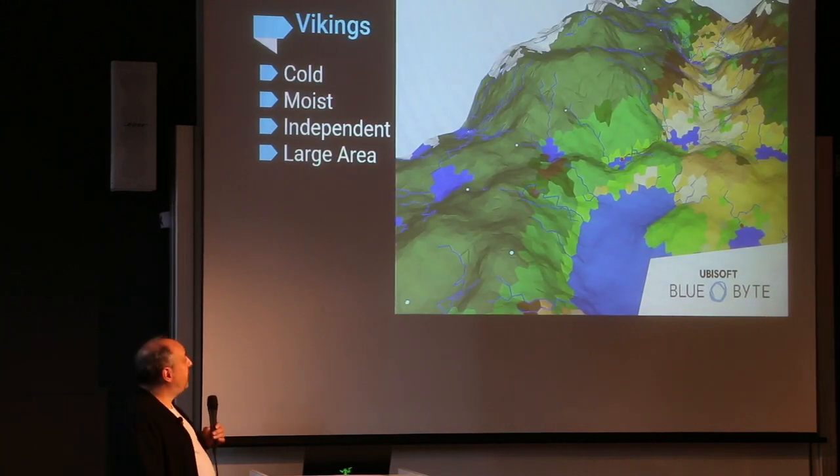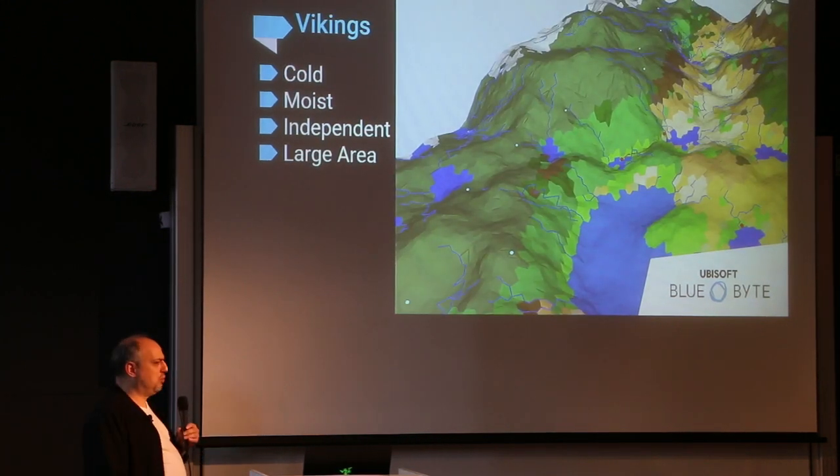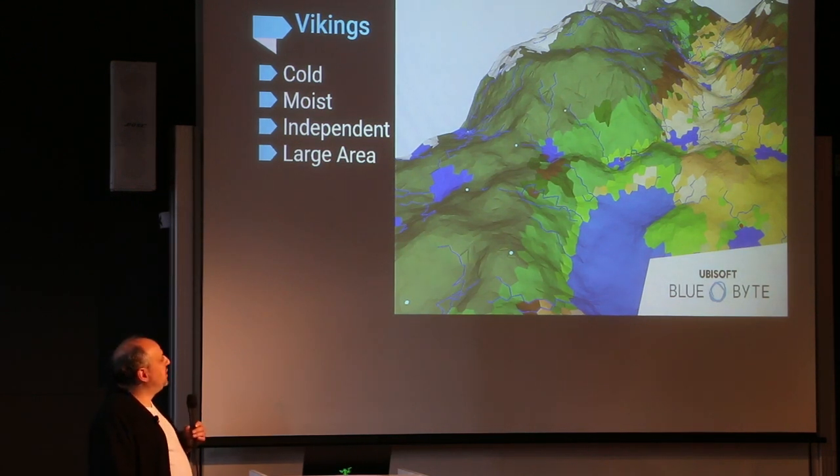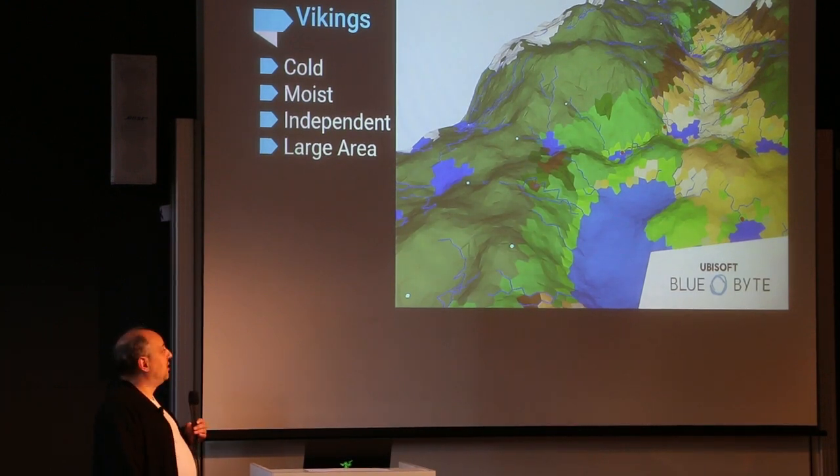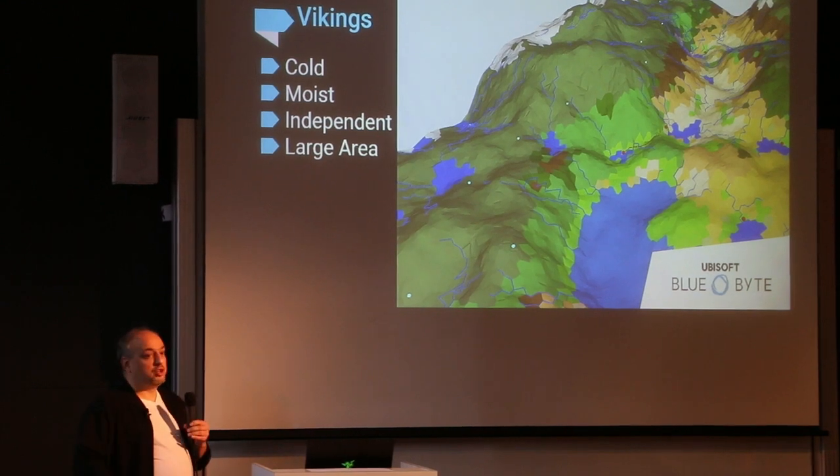Take just as an example our Vikings. Vikings like it more cold, they like it more moist, and they build more independent settlements which are very far away from each other and which are placed in large flat areas.